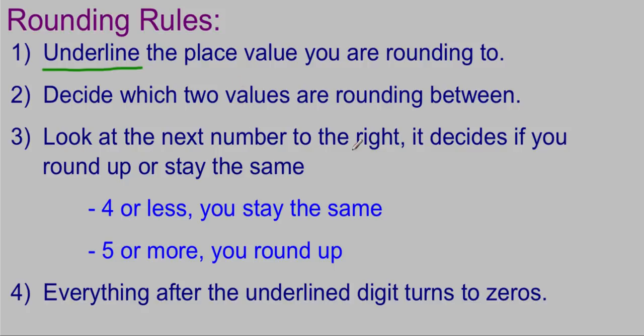Next, look at the number to the right. It decides whether you're going to round up or stay the same. If that next number is a 4 or less, it means you're going to round back down. You're going to come back down and stay the same. If you're 5 or more, so think of your number line, you're past the halfway point, you're going to round up to the next number. So basically, if your number is at least halfway to that next one, we're going to round it up. And then everything after the underlined digit turns to zeros. So take a minute, get that written down, and then hit play, and we're going to practice a handful of them together.